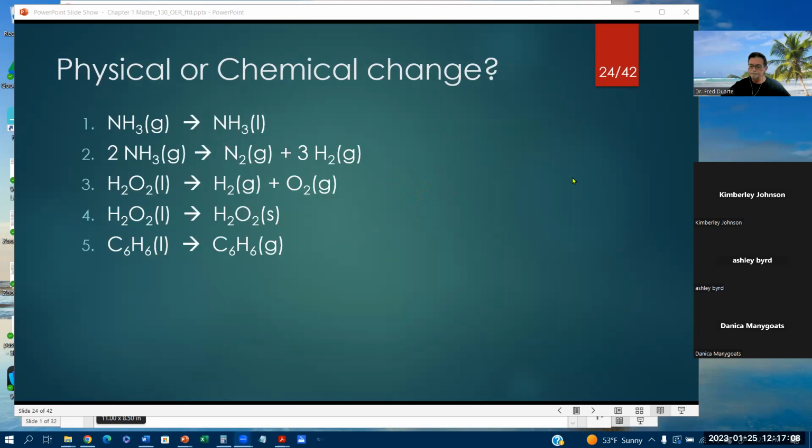All right, so now with that being said, you could be given these reactions written as follows, and then be asked: is it a physical or a chemical change? Now, granted, you may not know at this point in time what these chemicals are, and that's okay.